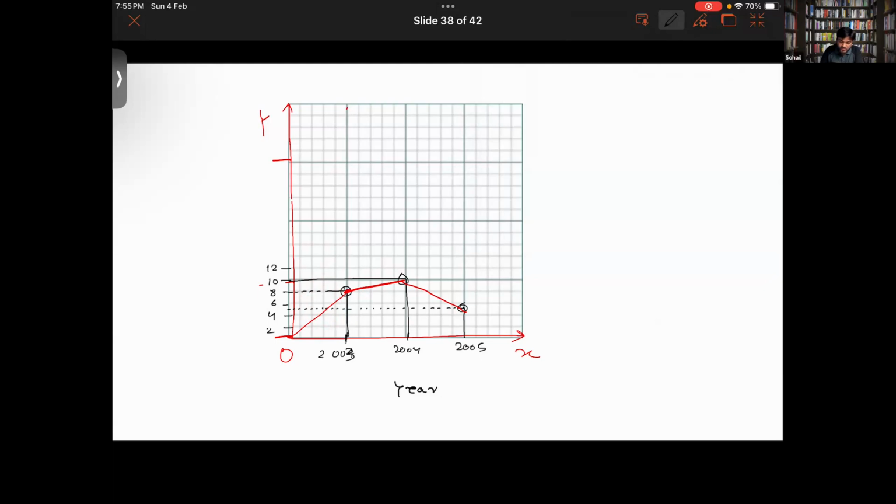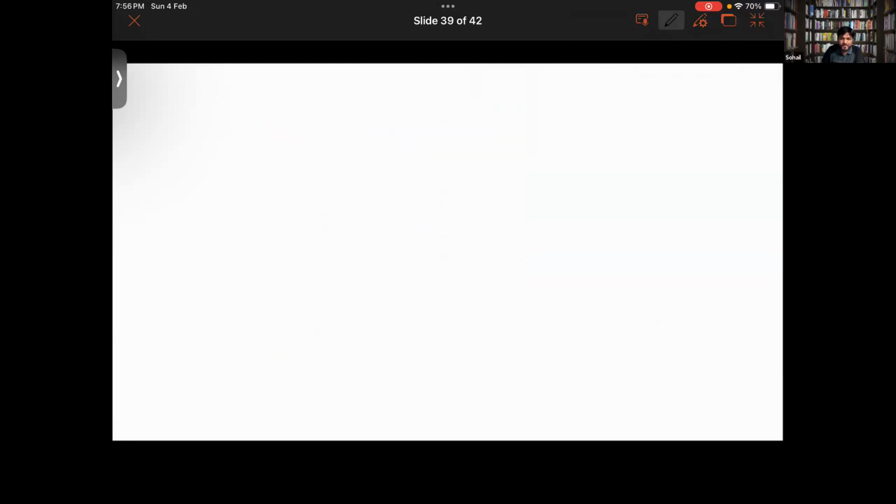Okay, do one more thing. Let's plot another graph. Let's say rainfall and year, different years are given. Let's say 2020, 2021, 2023, and 2024. These are the following years, and let's say we are talking about a particular area.